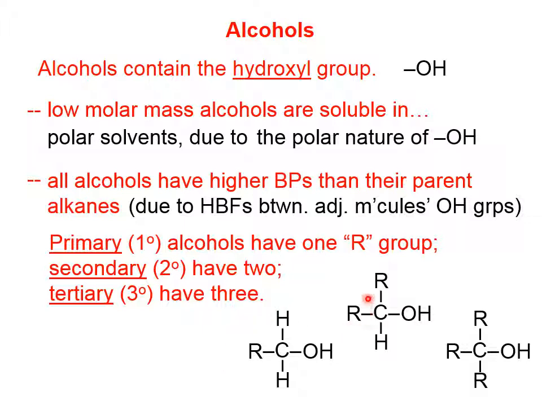The one to its right has two R groups. That's a secondary alcohol, and the one in the lower right corner is a tertiary alcohol. A primary alcohol is not one that always has a single hydroxyl group, and a secondary alcohol does not necessarily have two hydroxyl groups. Tertiary does not necessarily have three hydroxyl groups. No, primary, secondary, and tertiary refer to the number of R groups, not the number of hydroxyl groups.